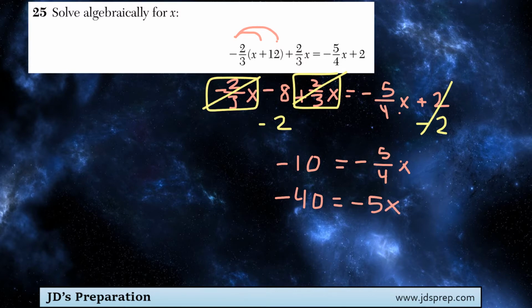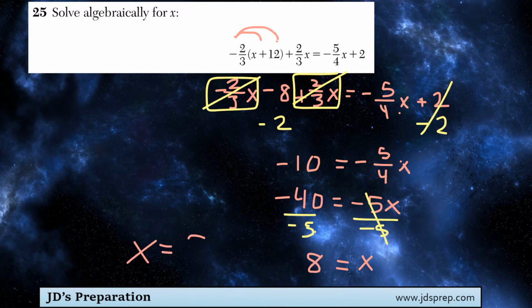And our last step would be to divide both sides of this equation by negative 5, canceling that out. And then now we'll have x all isolated by itself. And negative 40 divided by negative 5 is positive 8. So x equals 8 is our solution.